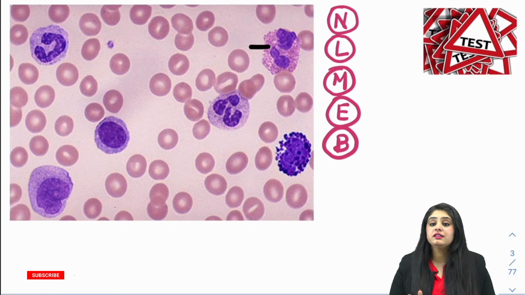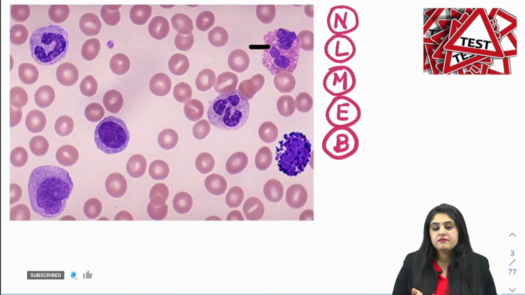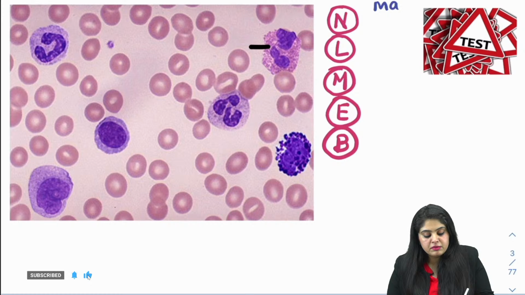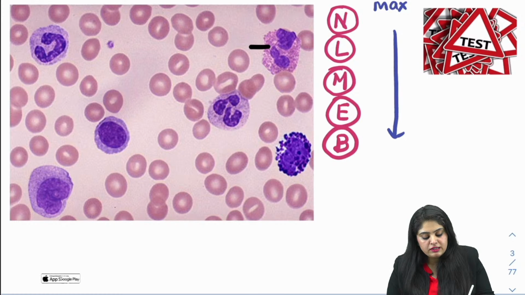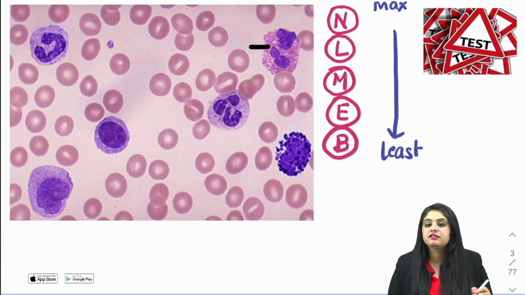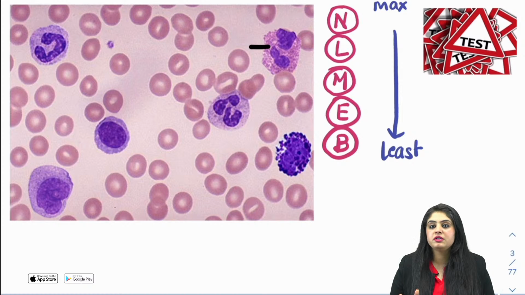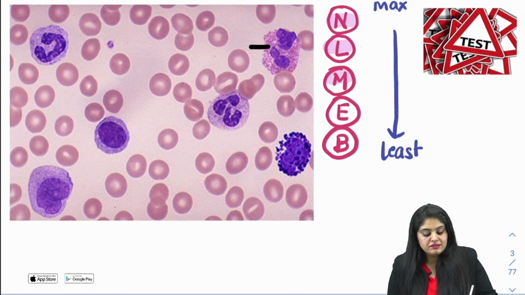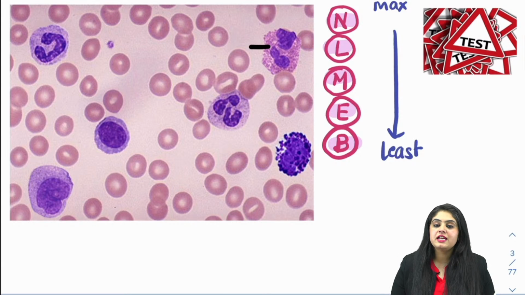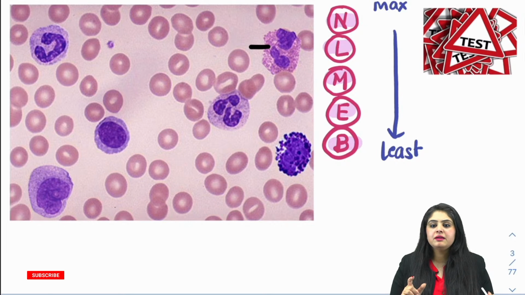And how do we learn this? You have to learn it in the same order. Why? Because this is from maximum concentration to the least concentration in the blood. Maximum is neutrophil and least is basophil, and there's a mnemonic for it: never let monkeys eat bananas. That is how you learn NLMEB. I'm going to come back to this picture in exactly a minute. First let me teach you these 5 cells, and then let us come back and test our knowledge.